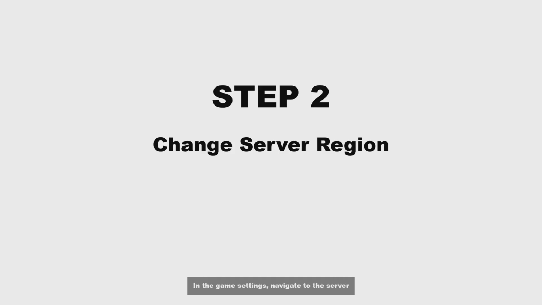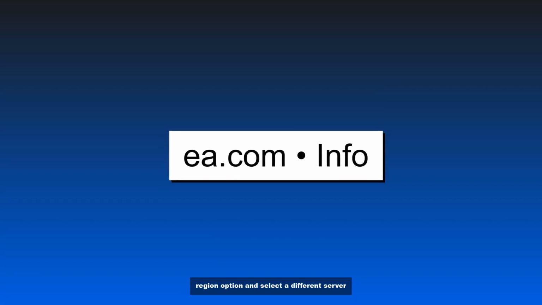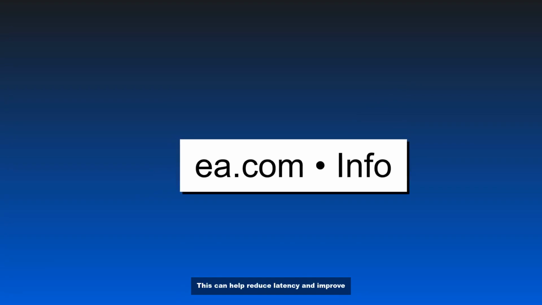Step 2. Change server region. In the game settings, navigate to the server region option and select a different server that is closer to your geographical location. This can help reduce latency and improve connection stability.